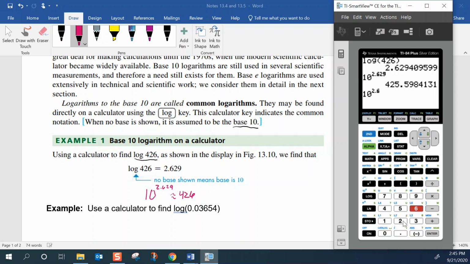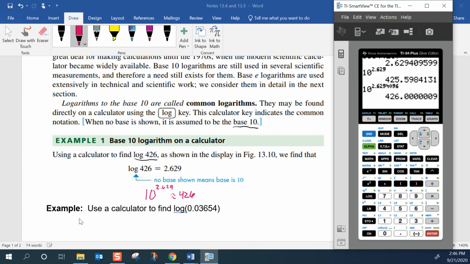The more places that you round to on the exponent, the closer you'll get. So if I use a few more decimal places, I'll get a lot closer to 426. When we're finding logarithms, usually we'll round to at least 3 decimal places, and more would be more exact.